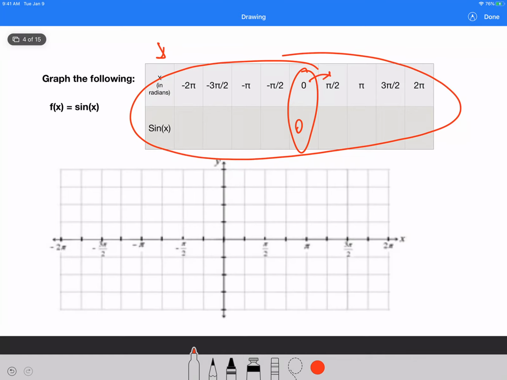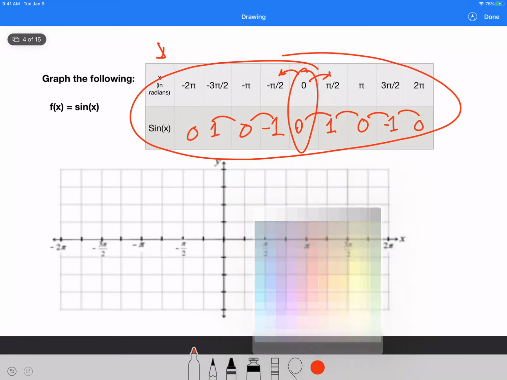When you go to pi over 2, going in the counterclockwise direction, it becomes a 1. And if it goes in the clockwise direction, it will be a negative 1. Then the cycle will repeat: max, mid, minimum, mid, and then it will go 1, 0, negative 1, 0, that pattern. This will go from negative 1 to 0 to positive 1 to 0. So if I were to plot that, 0 will be 0, pi over 2 will be 1, 0, negative 1, 0.